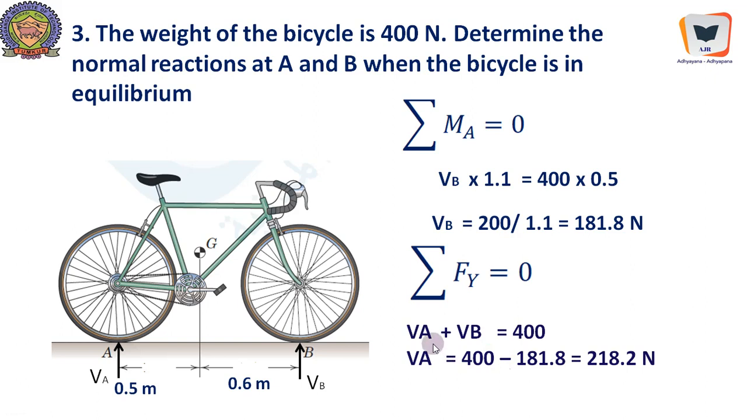And sigma Fy equal to 0 will give us VA plus VB equal to 400, the total weight. Therefore VA equal to 400 minus 181.8, and we will get 218.2. So 218.2 over here and 181.8 over here.